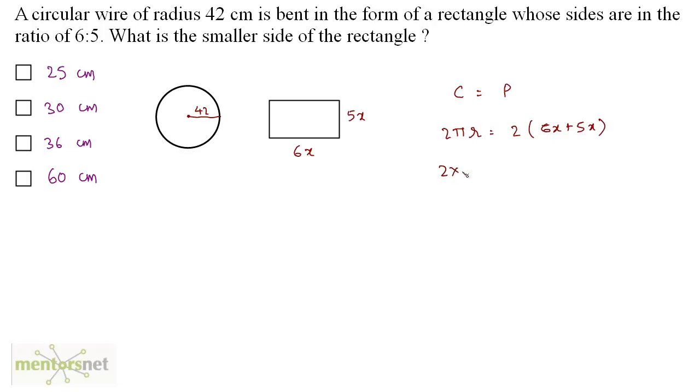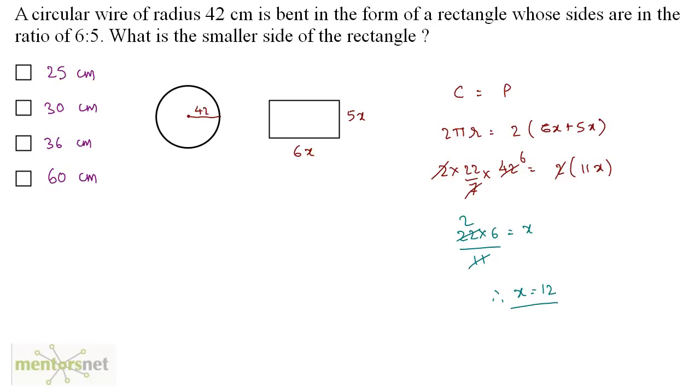Okay, so we have 2 into 22 by 7 times radius 42 is equal to 2 into (5x plus 6x), that's 11x. This 2 and this 2 get cancelled out. 7 times 6 is 42. So you have 22 times 6 is equal to 11x. Now this 11 comes to the left, so we have x here and 11 here. 11 times 2 is 22. Therefore x is equal to 6 times 2, that is 12.